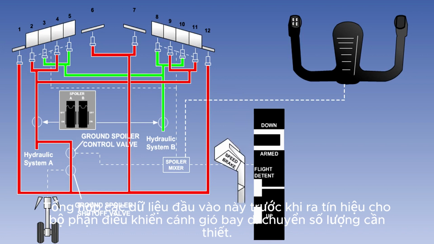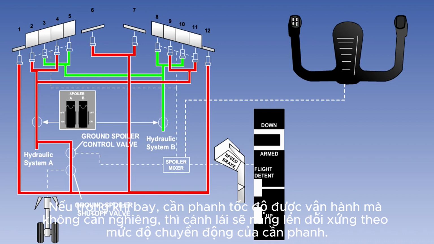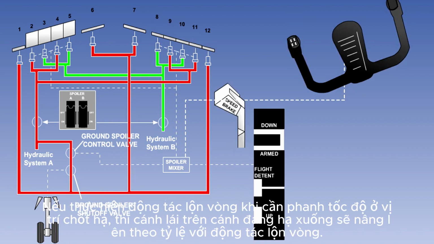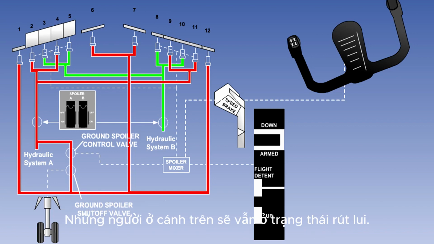If in flight the speed brake lever is operated with no roll input, then the flight spoilers will raise symmetrically in proportion to the amount of lever movement. If a roll input is made with the speed brake lever in the down detent, then the flight spoilers on the downgoing wing will raise in proportion to the roll input. Those on the upgoing wing will remain retracted.